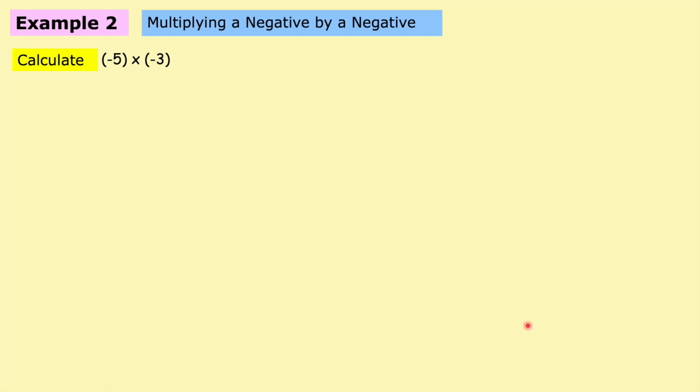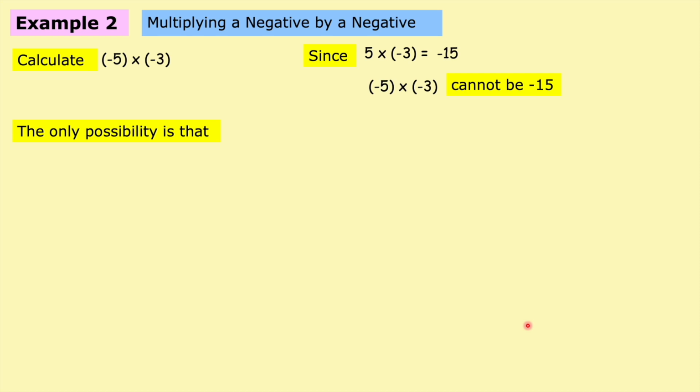Our second example is going to be multiplying a negative by a negative. So calculate negative 5 times negative 3. So we've seen previously that 5 times negative 3 gives us negative 15. So negative 5 times negative 3 cannot be negative 15. The only possibility is that a negative times a negative, so negative 5 times negative 3, gives us a positive answer, gives us positive 15.